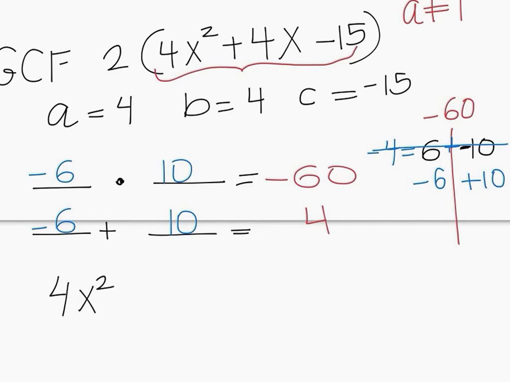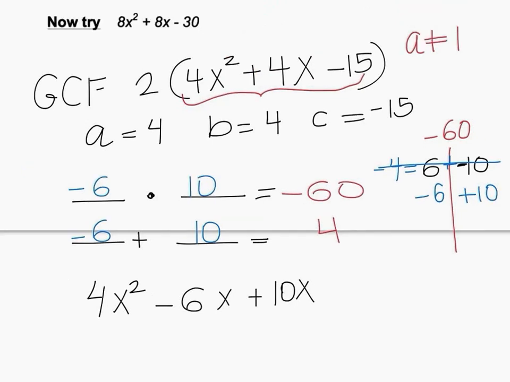I'm going to split the middle term into those two numbers. So negative 6x, don't forget the x, and plus 10x. Because look guys, if you combine those two terms, negative 6x plus 10x, you will get 4x. So you're not really changing the expression. And now copy down the constant, negative 15.